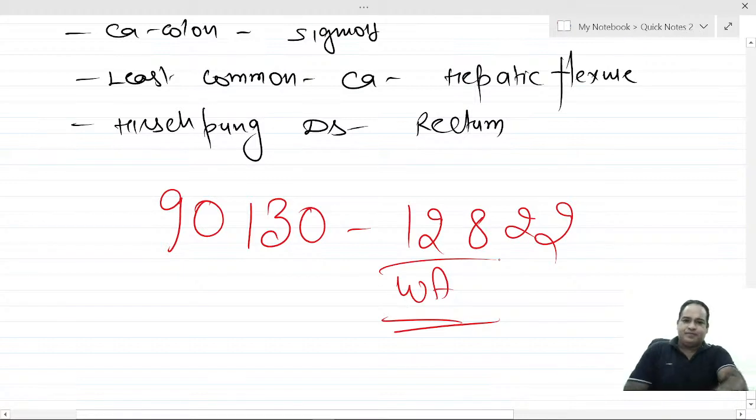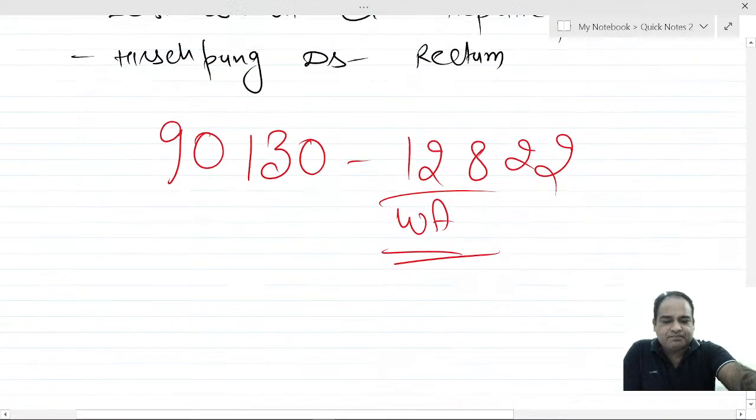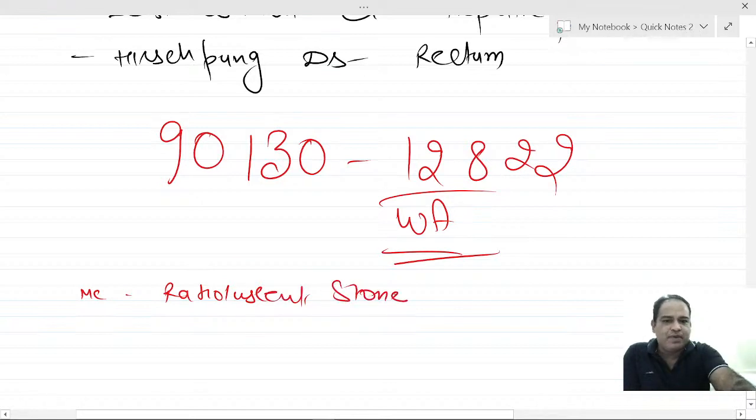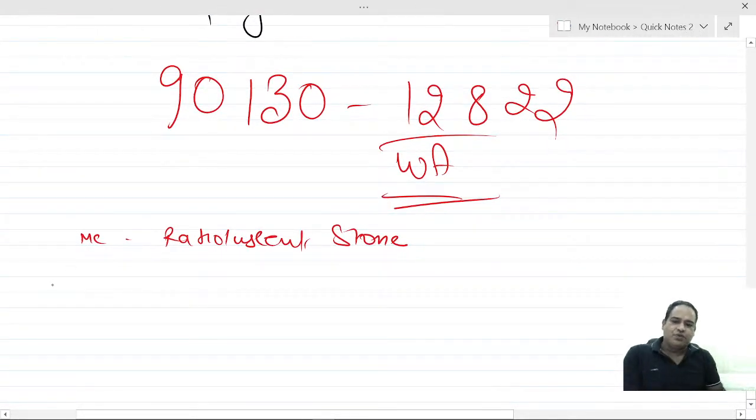Uric acid. When we talk about uric acid, that is the most common radiolucent stone.